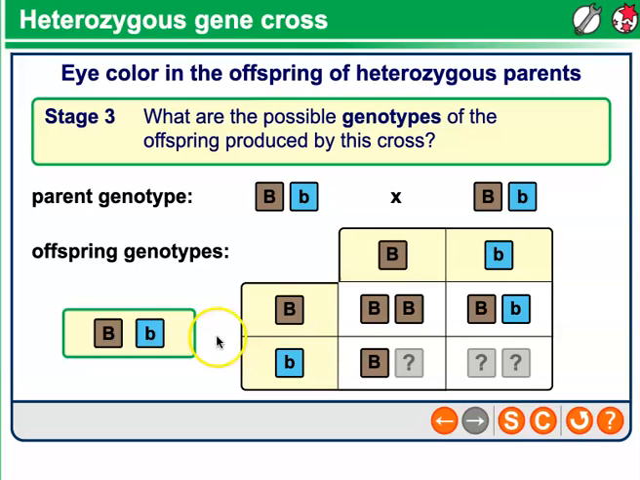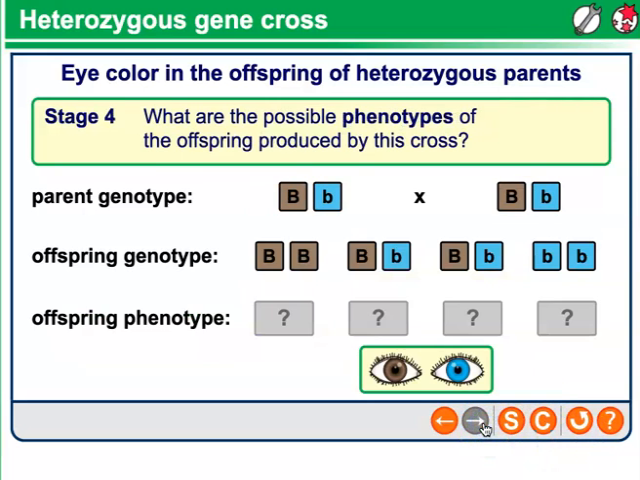This parent gives an uppercase B. The other parent gives a lowercase b. Again, heterozygous. But what happens if they both give the lowercase b? In this instance, we've got the phenotype of brown eye color because we have the dominant allele. The same thing here. The dominant allele is brown eye color and it's present. Therefore, the offspring gets brown eyes.